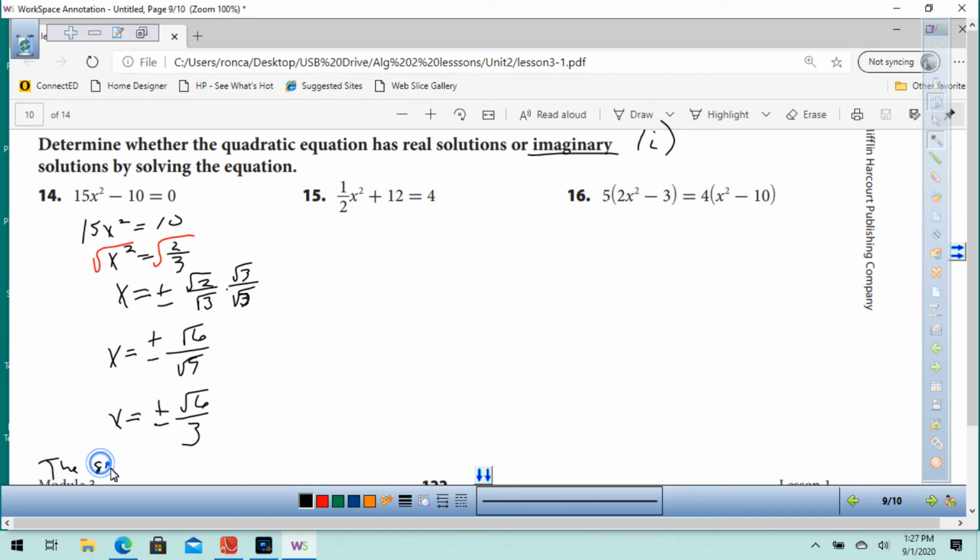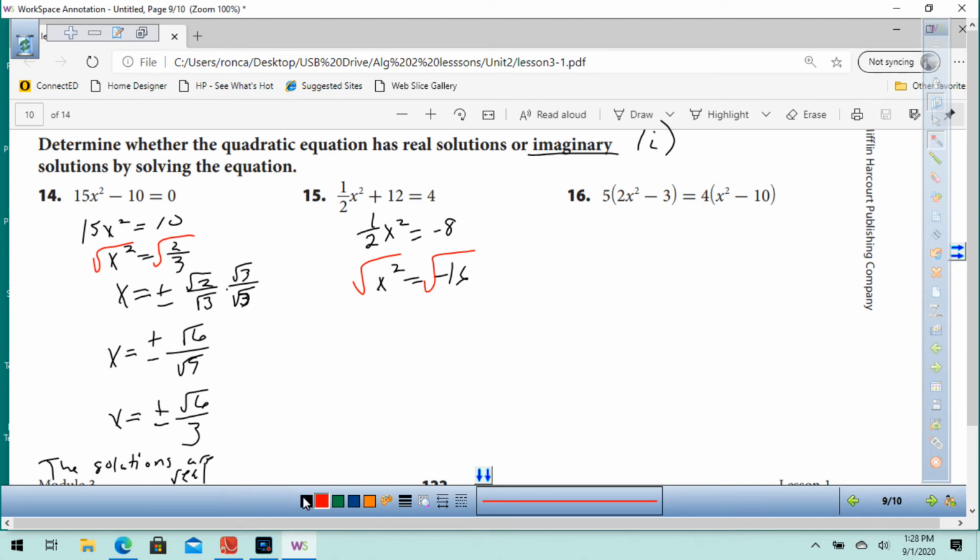The solutions are real. All right. We can find that on the number line. Okay, we can also find it on the graph. Over here, let's subtract 12 from both sides, and we got 1/2 x squared equals negative 8. Multiply by 2, and you got x squared equals negative 16. Take the square root of both sides. Uh-oh, we can't take the... Oh, you can with imaginary numbers.